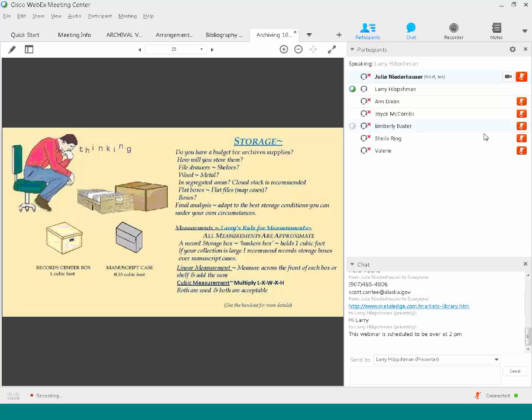And if your collection is large, either in the sense that this manuscript collection or this record group is large, or in the sense that my entire depository collection is large, I recommend using record storage boxes over manuscript cases because they're sturdy. They will protect the material very well. They actually help patrons, because a patron with 3,000 pages is happier than a patron with 800.